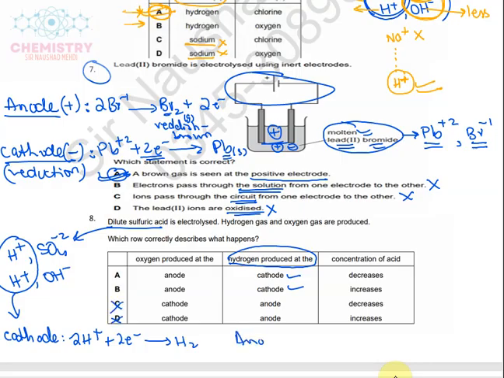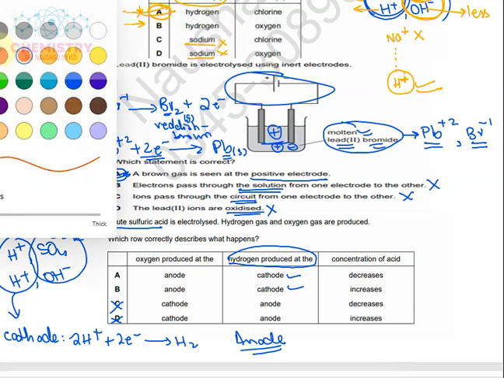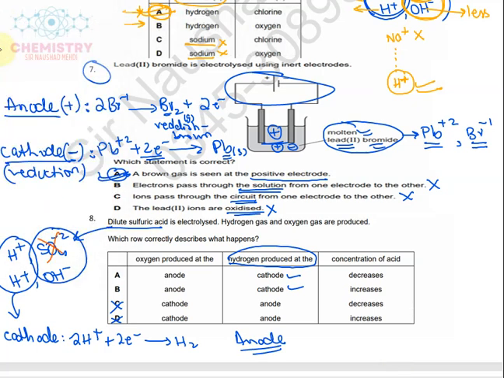Now if you look at the anode, at the anode the anion will get discharged. So you have two anions, hydroxide and sulfate. Sulfate ion never gets discharged. So hydroxide ion will get discharged, and you must remember the equation: you will be getting oxygen gas plus water, losing 4 electrons. So oxygen gas is produced at the anode.